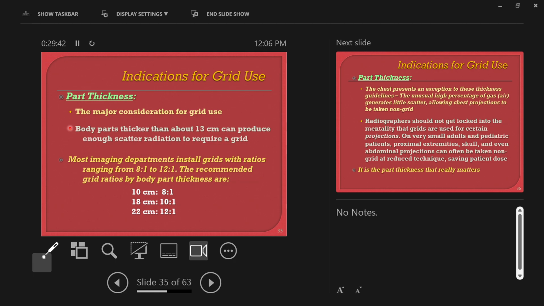By the way, roughly speaking, humerus and up gets grids used, and knees and up gets grids used. So hands, wrists, forearms, elbows, usually tabletop. Feet, ankles, tib fib, lower leg, usually tabletop. But anything above those body parts usually are thick enough to require a grid.